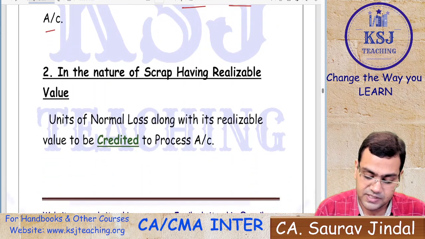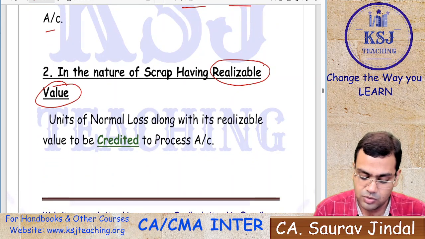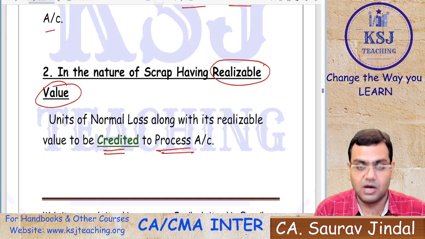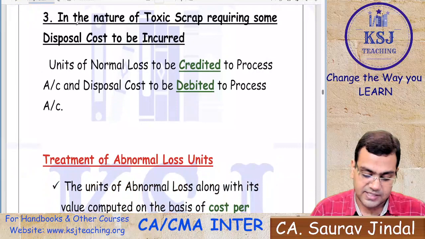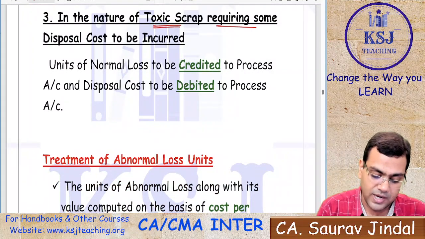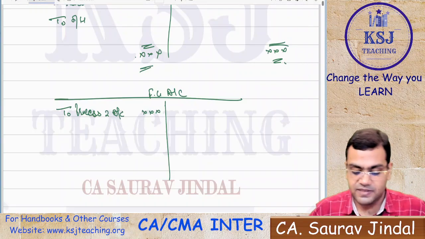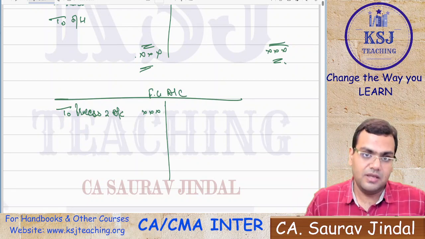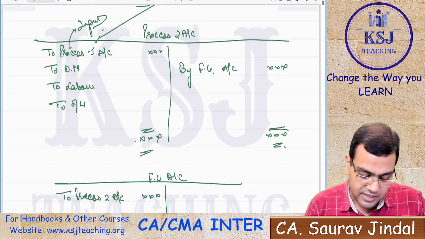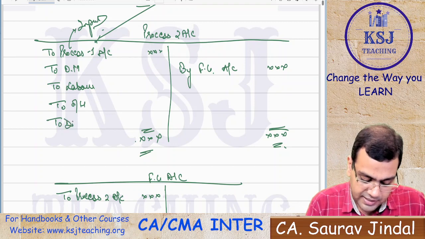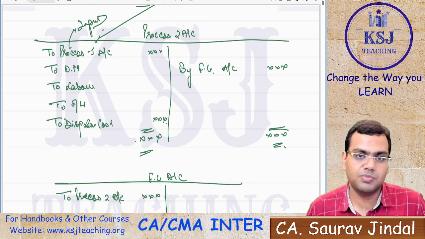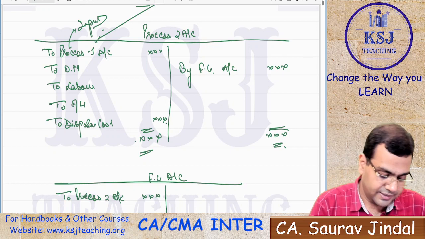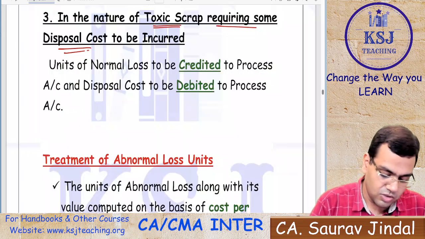The units of the normal loss are to be credited to the process account. If it is in the nature of a scrap having a realizable value, then it is to be credited to the process account along with the realizable value, right? After that he says, if it is in the nature of toxic scrap requiring some disposal cost, if there is some cost to be incurred, then the disposal cost will be taken on this side, right? So this is the treatment of the normal loss.